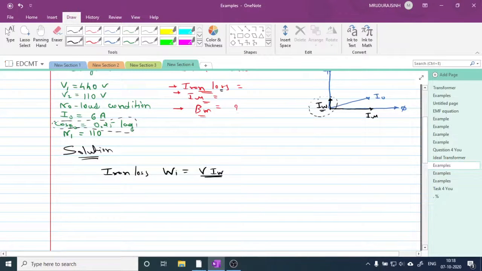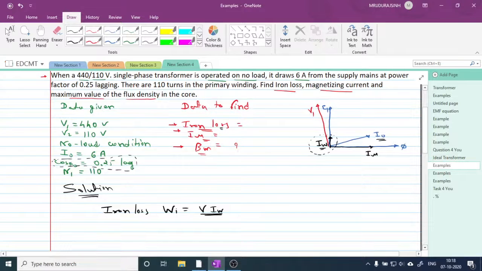Because here there will be V1 voltage, and the angle between these two is known as cos phi. Now what we'll do, we will take this thing, that the angle between these two is given to us as cos phi, which is 0.25. So how we can get IW? IW will be I0 into cos phi, right? IW will be I0 into cos phi.